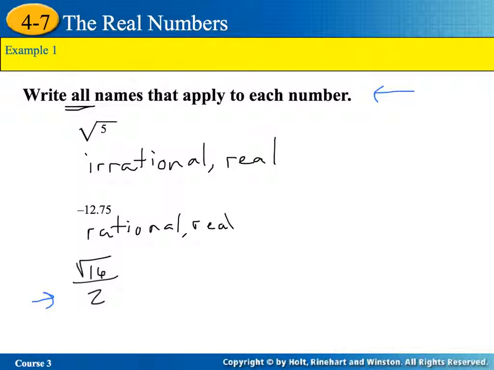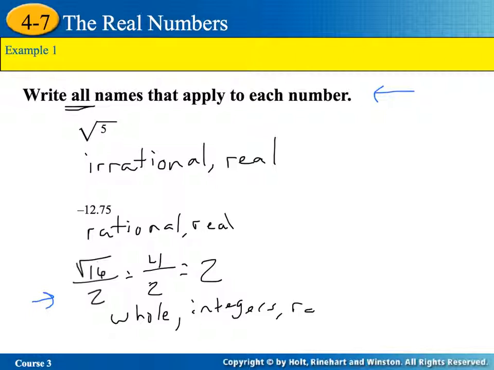Now we have to find the square root of 16 divided by 2. Well, we need to simplify first. Square root of 16 is what? 4. Divided by 2. What's 4 divided by 2? 2. So, what classification would 2 be? Well, it's a number we can count on our hands, right? So, it is a whole number. All whole numbers are also integers. Don't forget about that. But all integers are also rational numbers. And all rational numbers are real numbers. Okay? Whole, integer, rational, real.